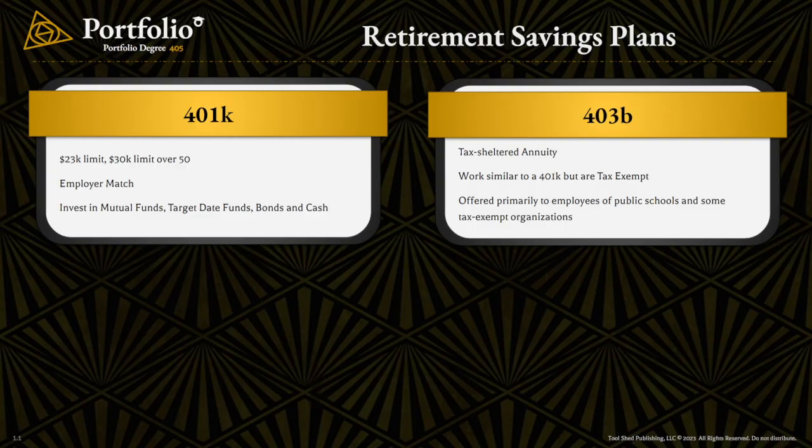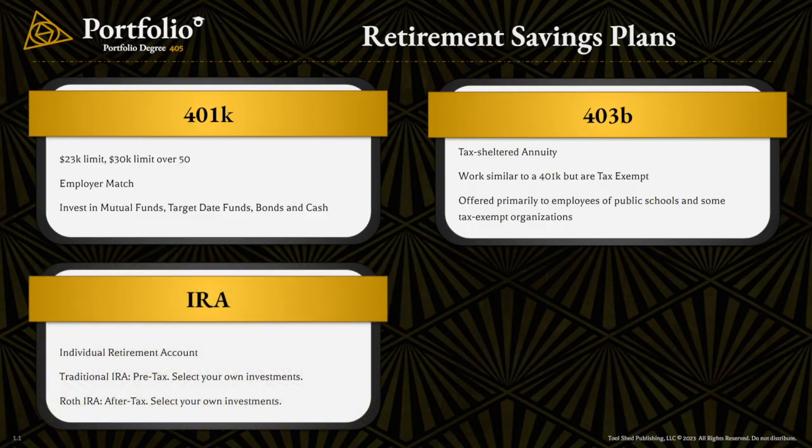Similar to a 401k, there's a 403b, which is essentially a tax-sheltered annuity. It works similar to a 401k, but these are tax-exempt when making withdrawals. These are typically limited to public employees like public school teachers, but they can also apply to employees of some tax-exempt organizations. Then there's the IRA, which is an individual retirement account.